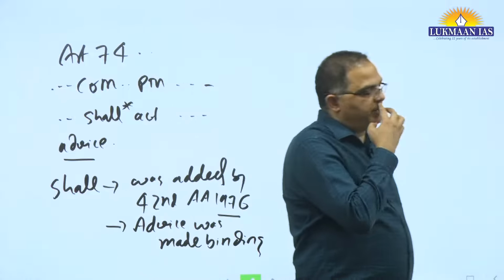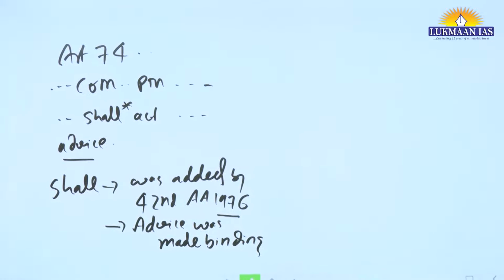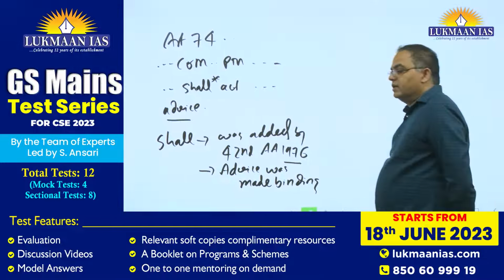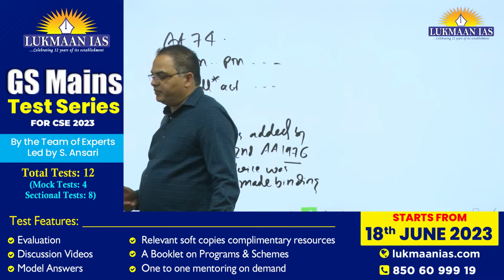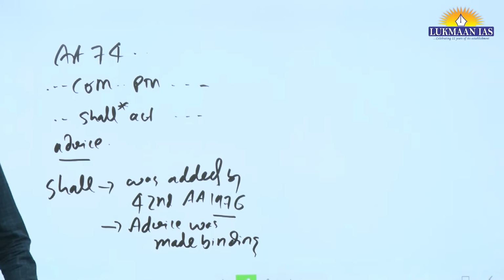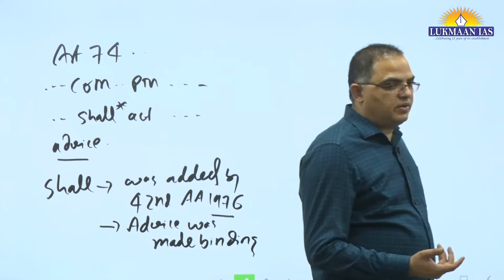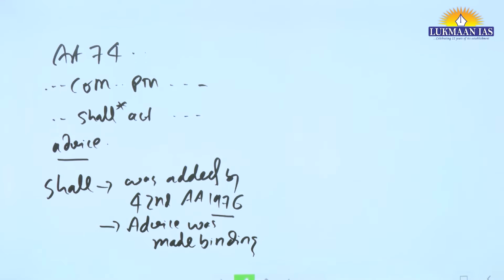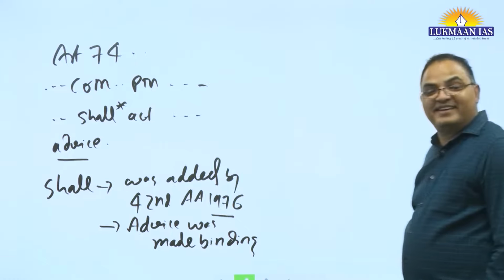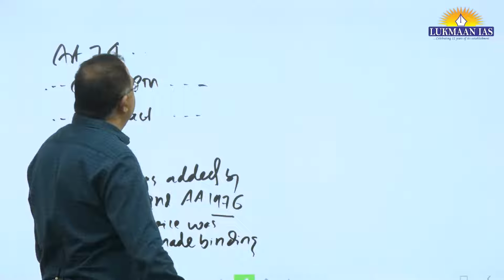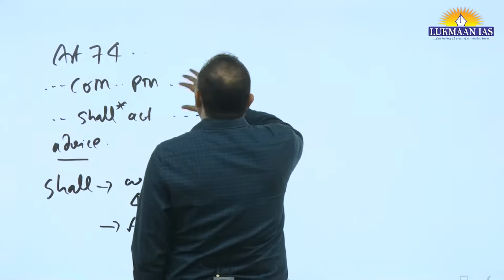So, advice was made binding by the 42nd Amendment Act. It means that before that, Article 74 may have had language which was not making it binding on the President. But now it is binding on the President. That will come later. So, you should know this. This is Article 74.